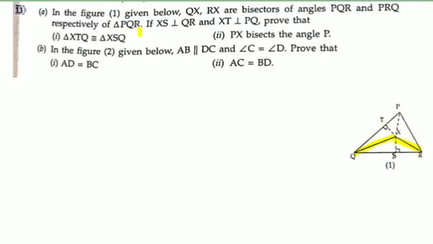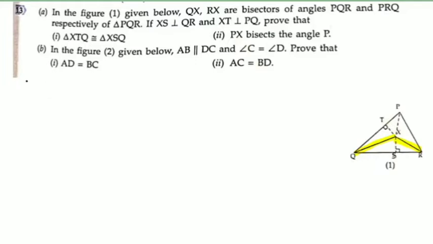respectively, of triangle PQR. If XS is perpendicular to QR and XT is perpendicular to PQ, prove that number 1, triangle XTQ is congruent to triangle XSQ, and number 2, PX bisects the angle P. Okay, so we have to prove it.